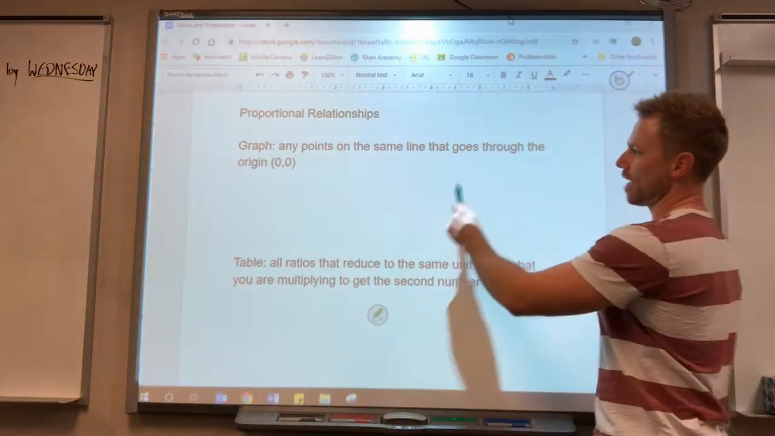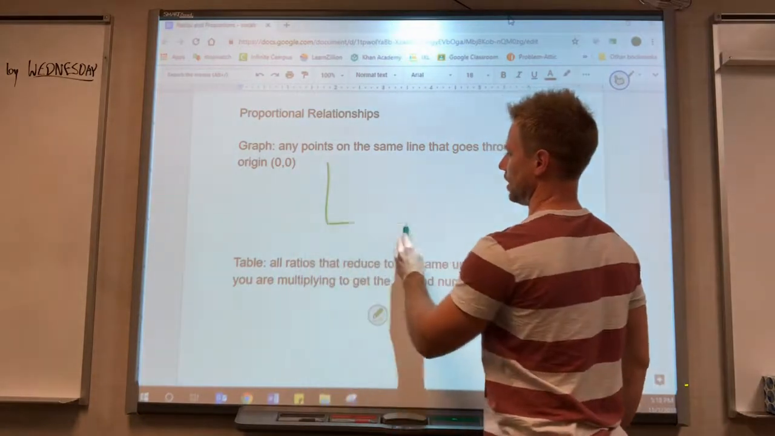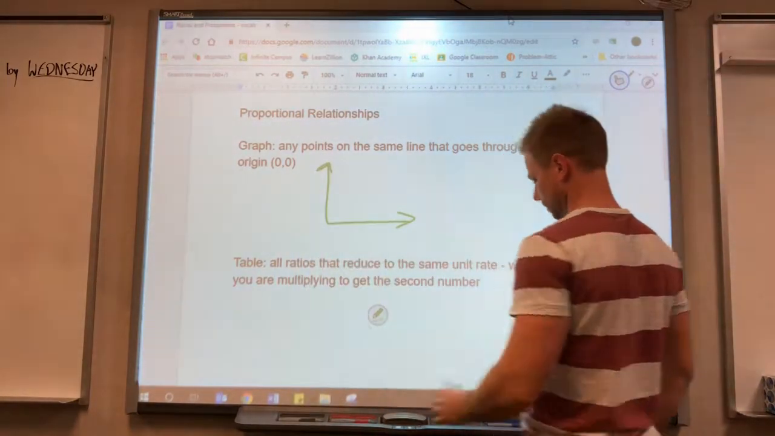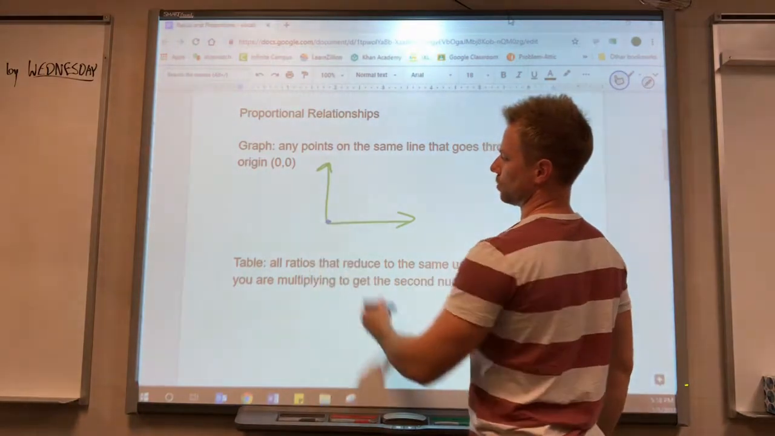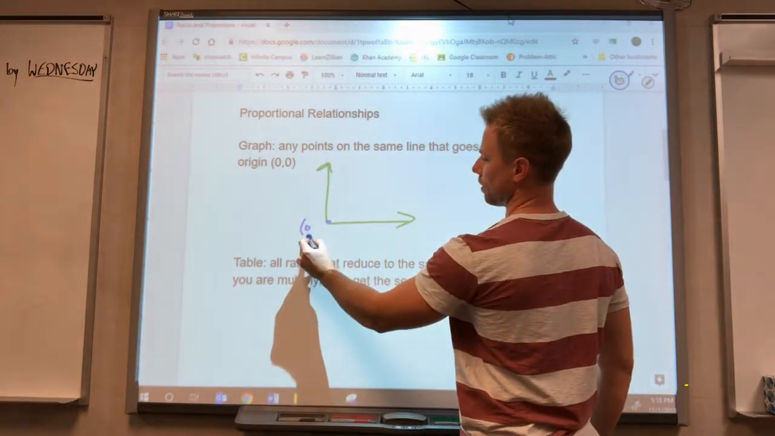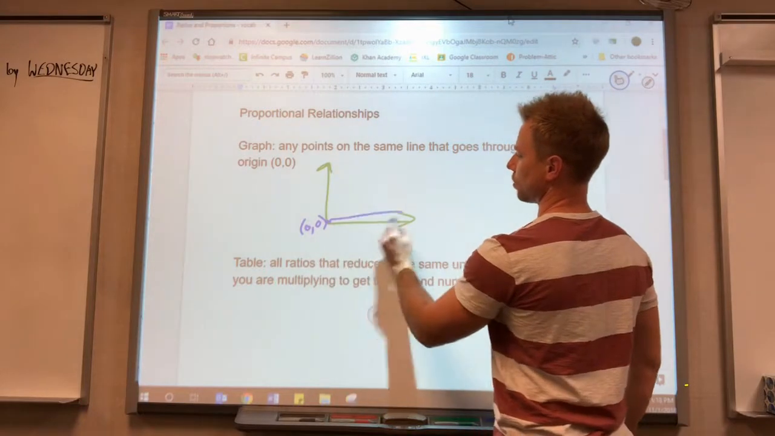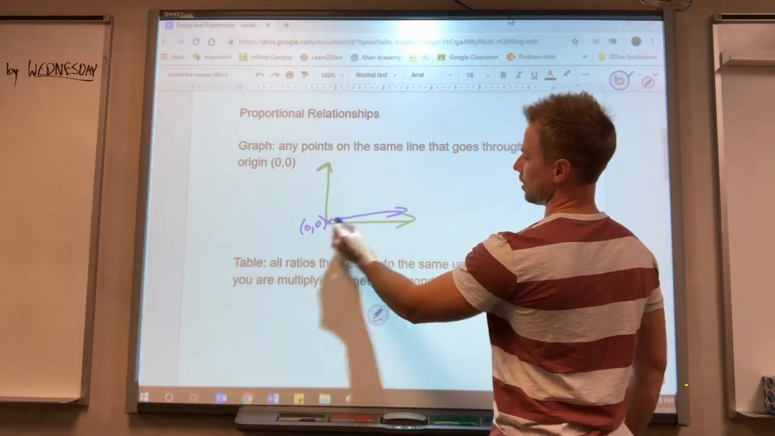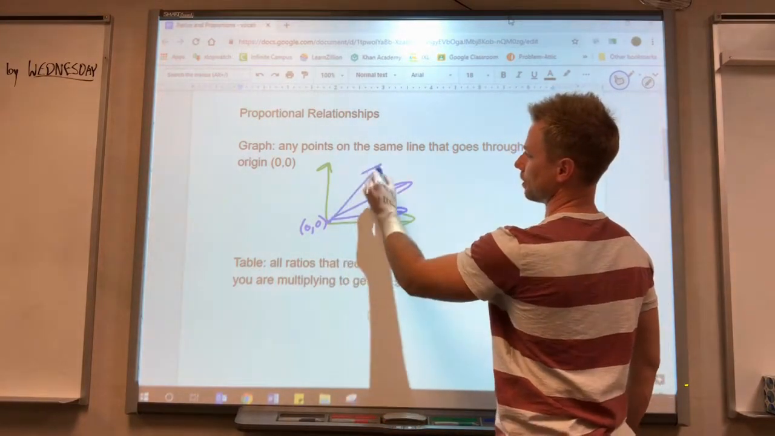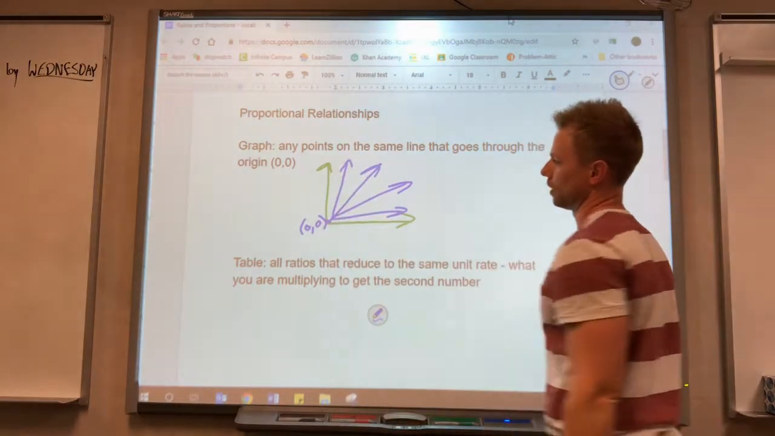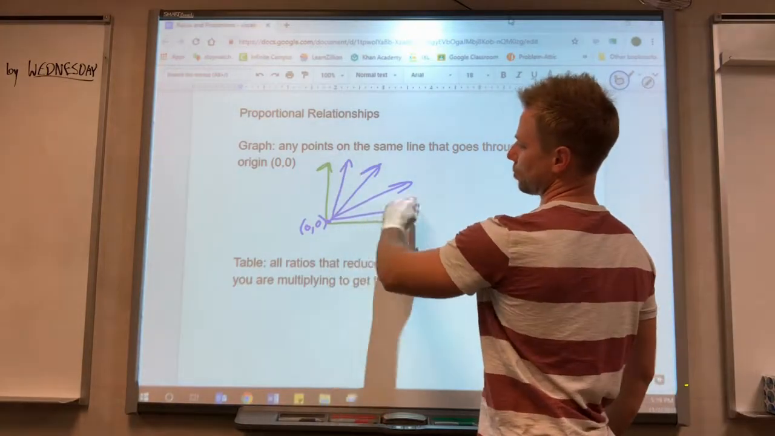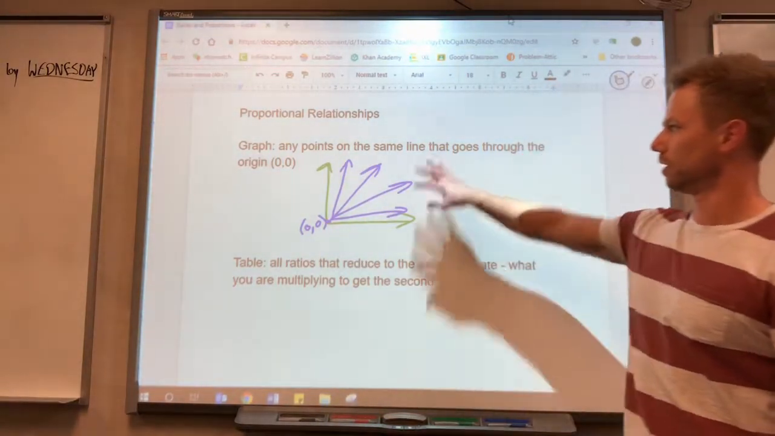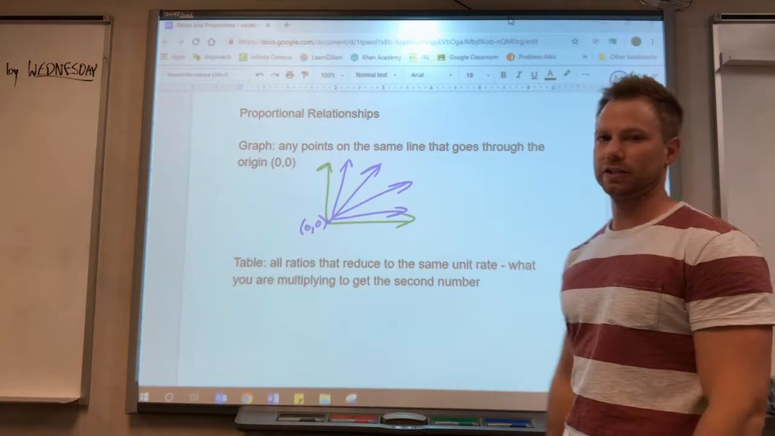So what that means is basically it's any straight line that goes through the origin 0, 0. The origin is down here on the graph. So it could be a flat line or a low line. It could be in the middle. It could be going up faster. Any line in here that is straight and goes through 0, 0 is going to show a proportional relationship.